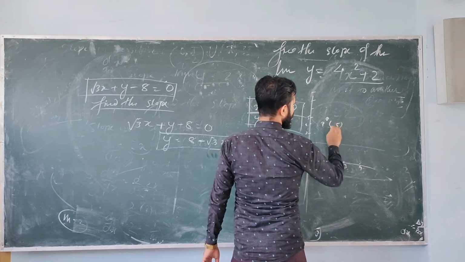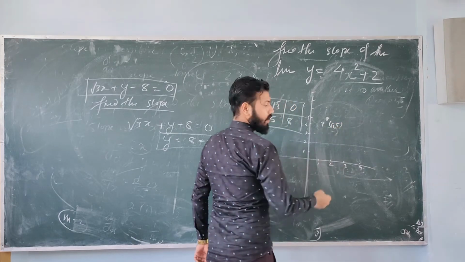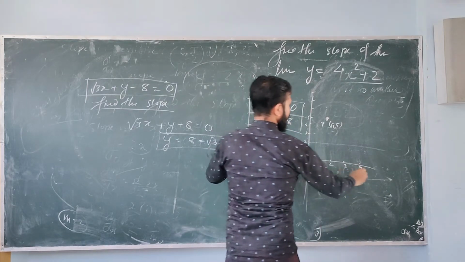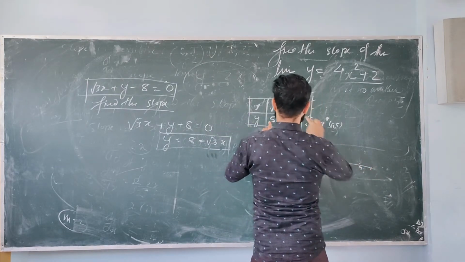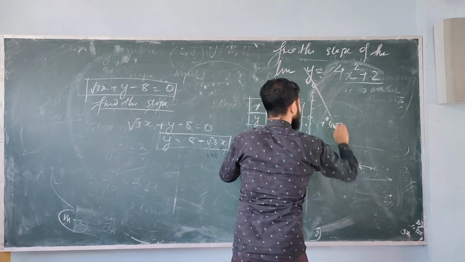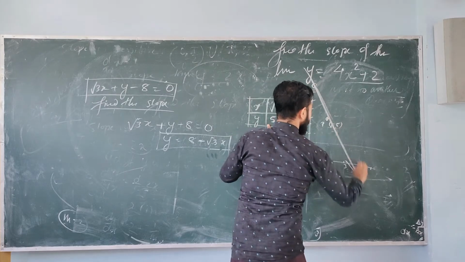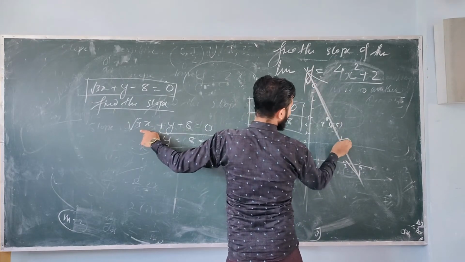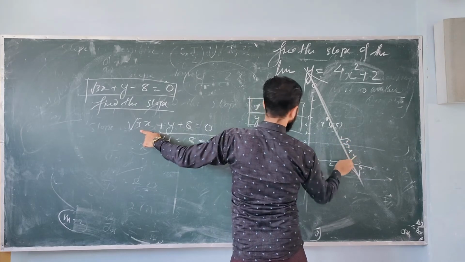Means root 3, 5. And what is the next value? 8. So this is the line. And this line represents what? This represents root 3x plus y equal to 8.